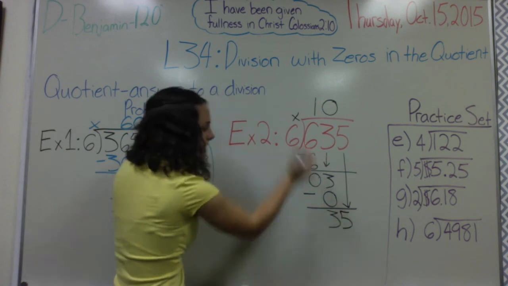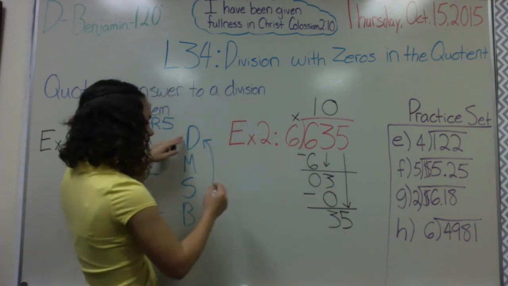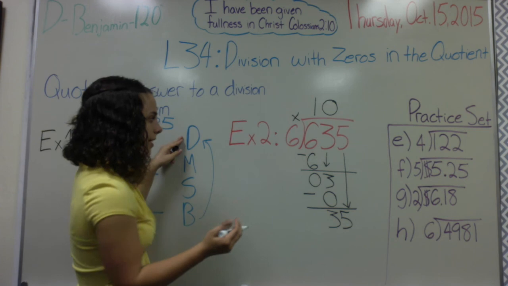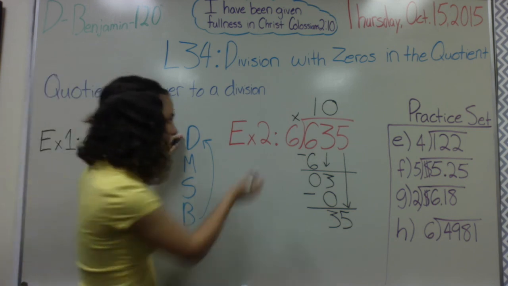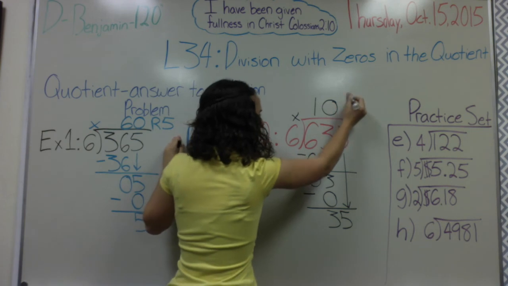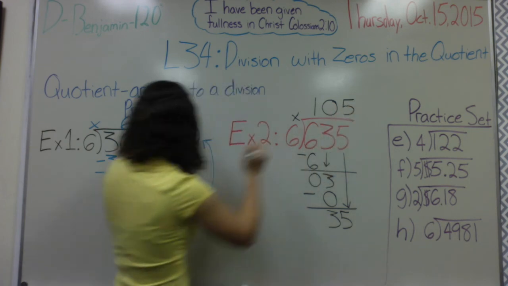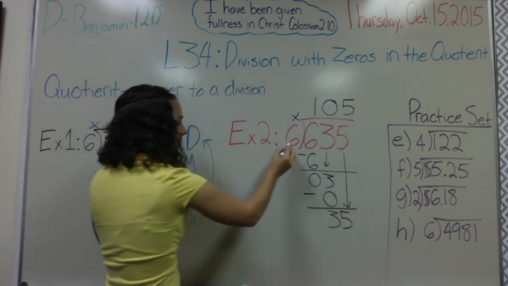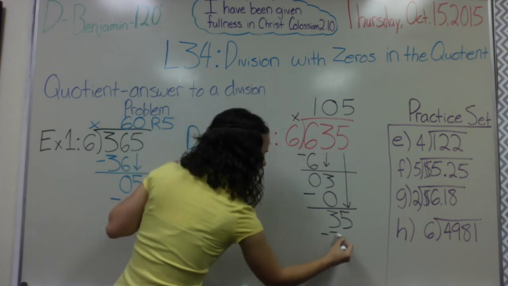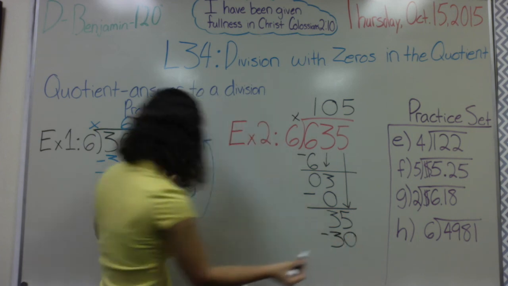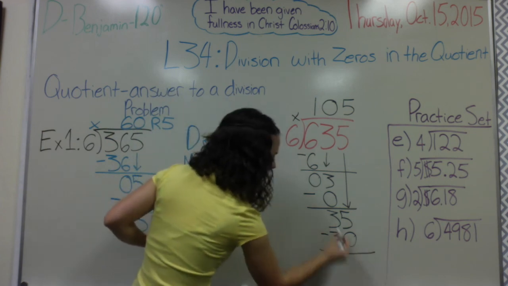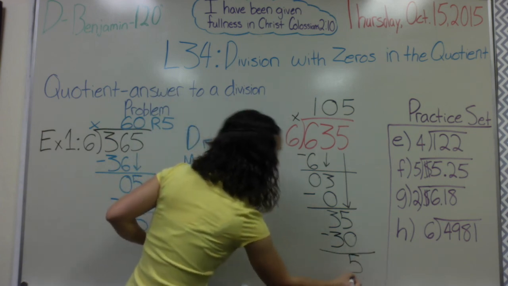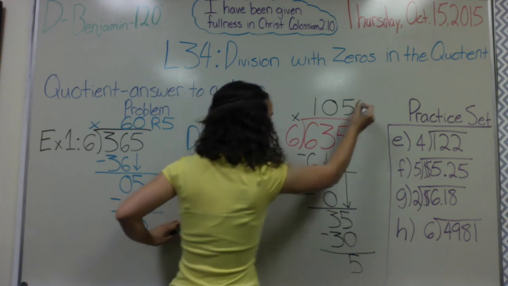How many times can 6 go into 35? That's dividing. Well, let's see. 6 times 5 is 30, and 6 times 6 is 36. So it only goes in 5 times. Multiply: 5 times 6 is 30, minus 30. That's my subtraction. 35 minus 30 is 5. I have nothing else to bring down, so that's my remainder.